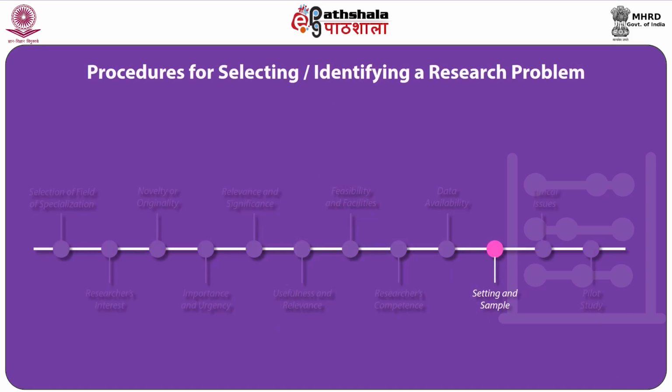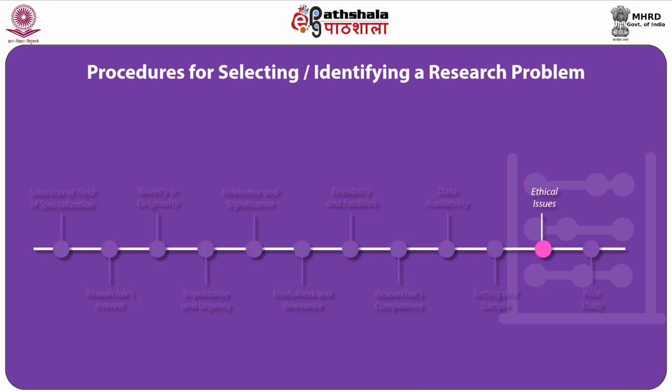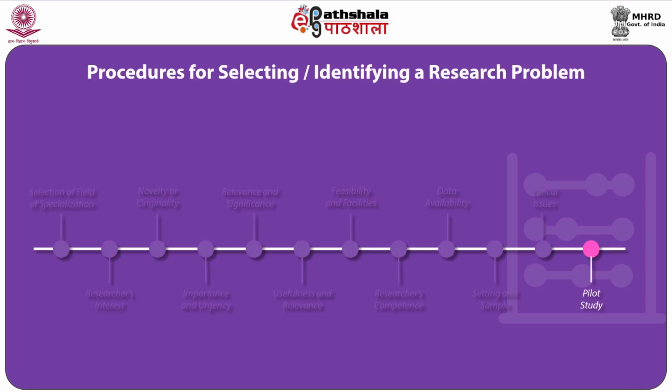Next one is about the setting and the sample. The researcher should have adequate knowledge about the setting and also some preliminary information about the sample where the research is going to be carried out. And lastly, ethical issues also have to be taken into consideration. The researchers should see that the topic to be selected must not harm society or the sample respondents while collecting sensitive and private information of their lives. Finally, researchers also can take up a pilot study before selecting a problem.